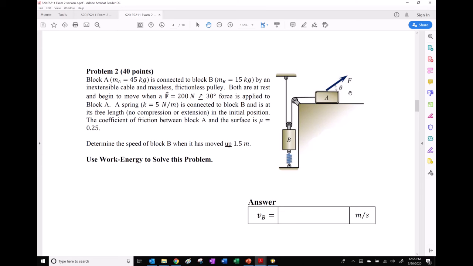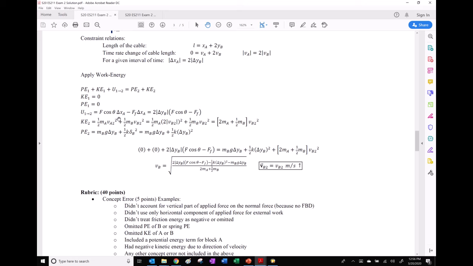So the distance it travels times that horizontal component is going to be work that's added to the system. So it's positive. But also we have a friction force that's resisting that motion. So we notice that it's going to be negative right here. It's also energy being removed. We also have that delta x in there, but we're told delta y, so we can replace that delta x with 2 times delta y.